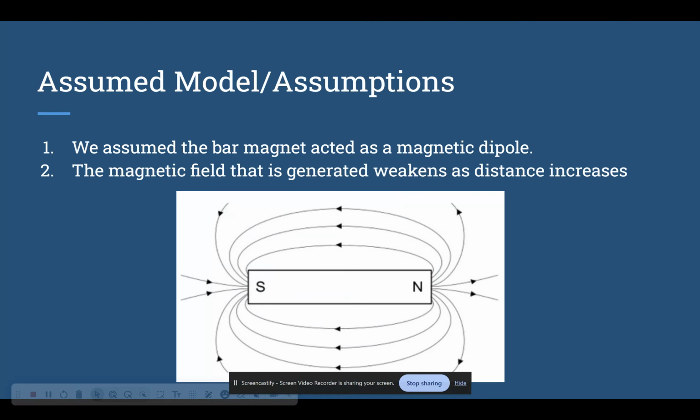So our assumed model and assumptions are: we assume the bar magnet acted as a magnetic dipole, and that the magnetic field that is generated weakens as distance increases. And the bar magnet, you can kind of see what it should look like down here. It's a visual model.